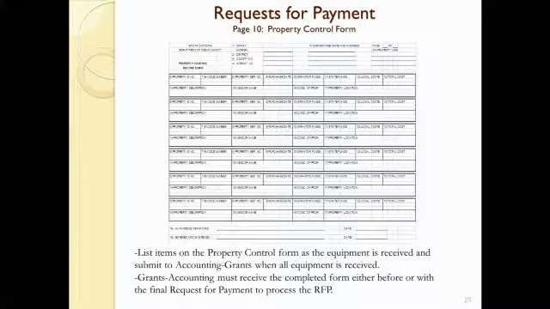Request for payment property control form. List items on the property control form as the equipment is received and submitted to accounting grants. Please make sure that all items with a single value of $1,000 or more are listed on this form and submitted with the RFP. The form is not complete without the signature of one of the following persons: project director, finance director, or official authorized to sign from the grant's current information on GMIS.